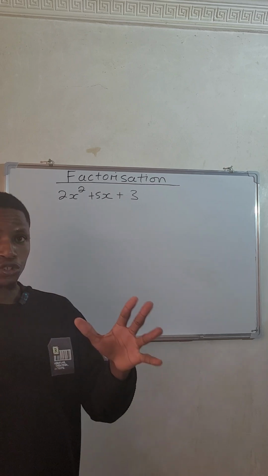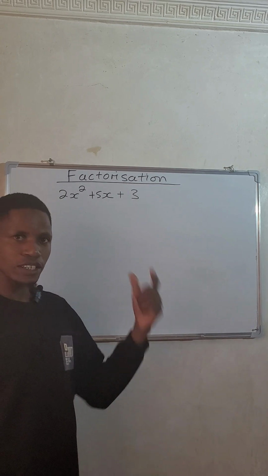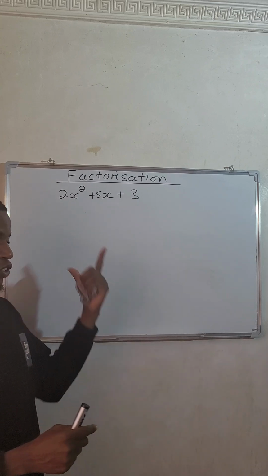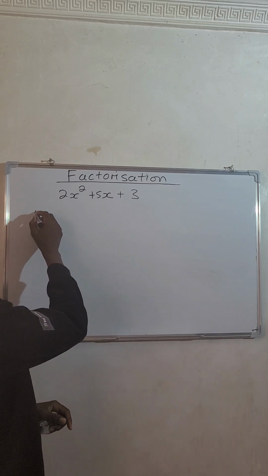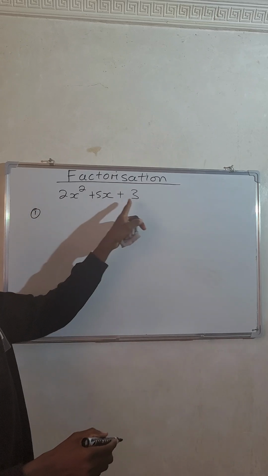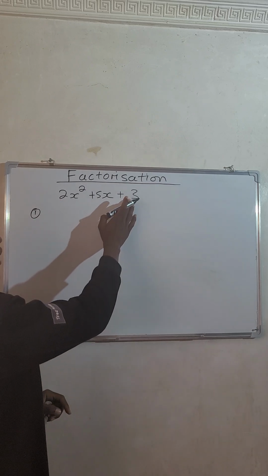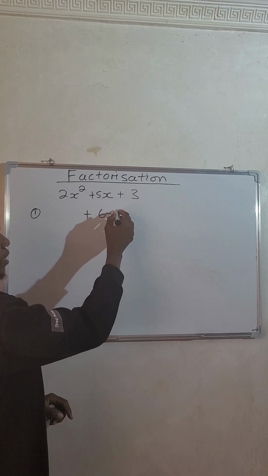Today I'm going to show you how to factorize a quadratic expression like this one. I'm going to take you step by step until we get an answer. Step number 1: you should multiply this last number and the first number. If you multiply plus 3 by 2x squared, you will get plus 6x squared.